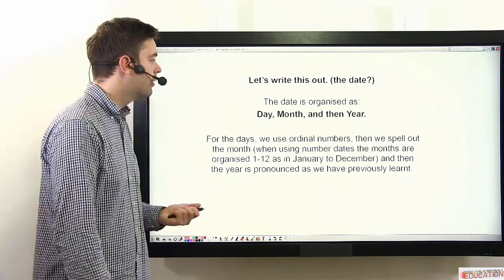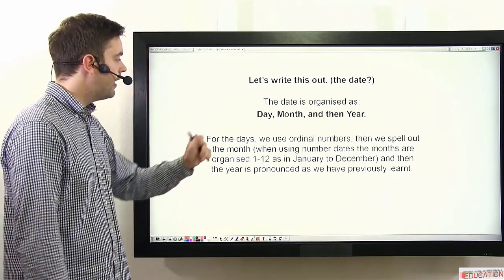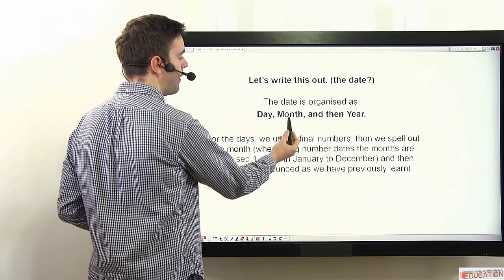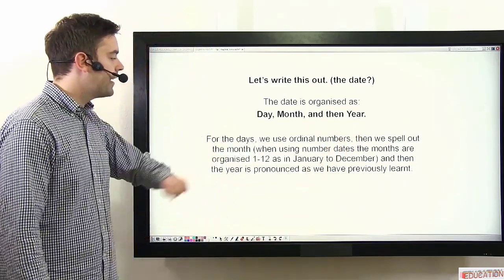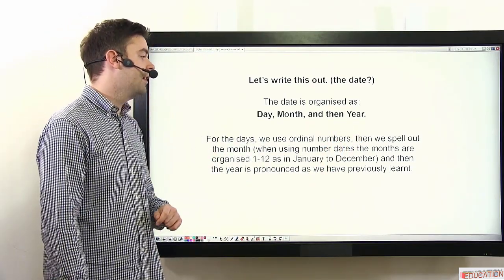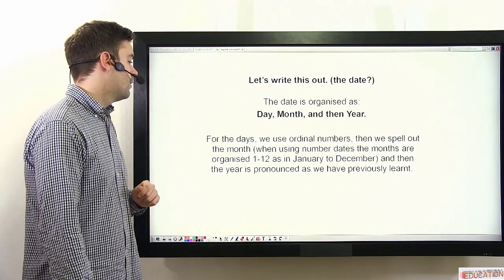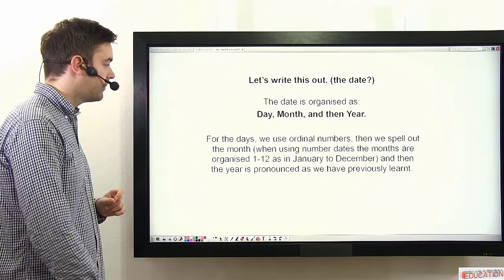How do we know how to write out the date? Well, in the UK, the date is organised as first the day, then the month, and then the year. For the days, we use ordinal numbers, then we spell out the month. And then the year is pronounced as we have previously learnt.